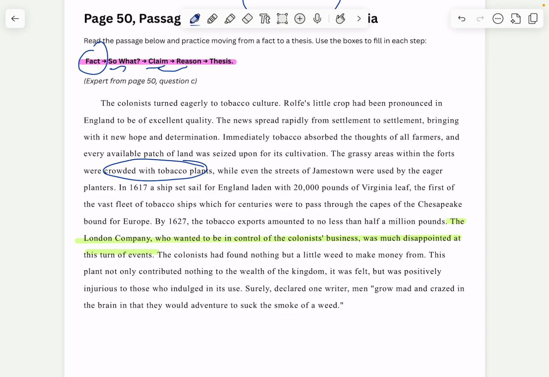Talking about the exports being no less than 500,000 pounds. It's full of facts.